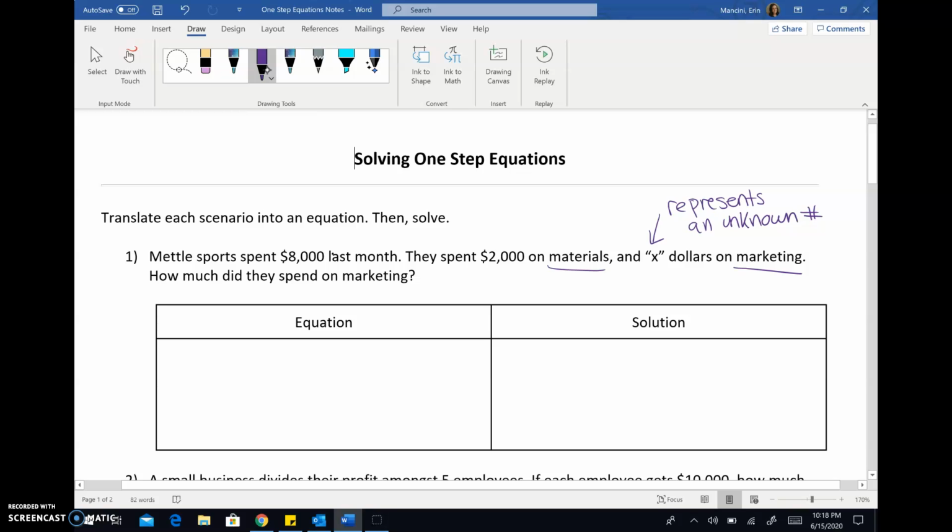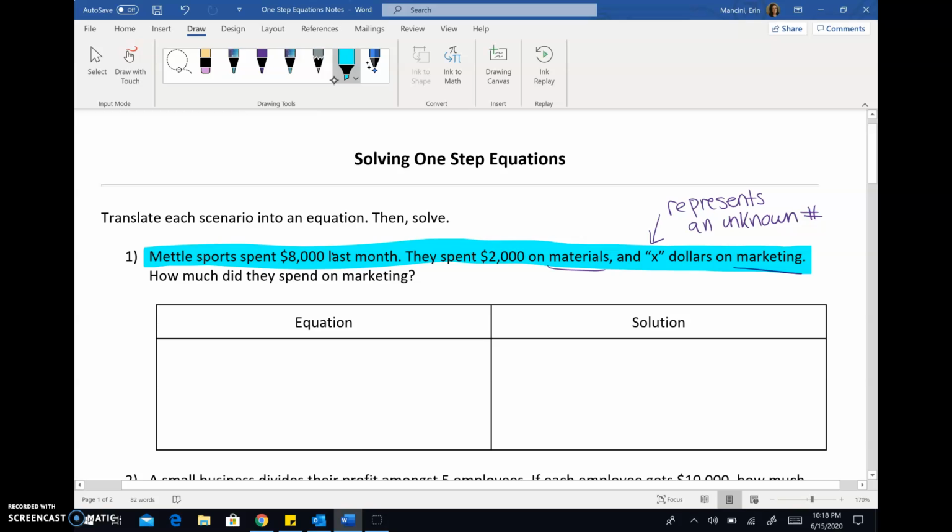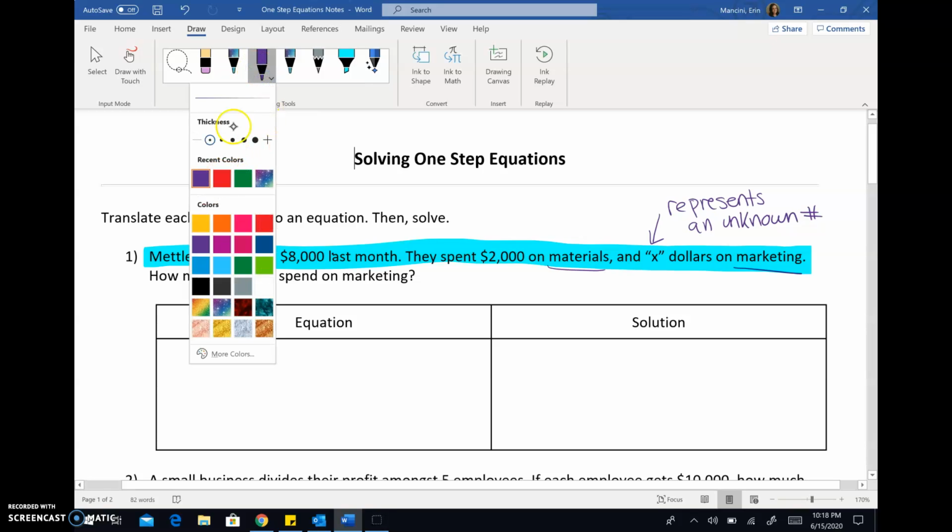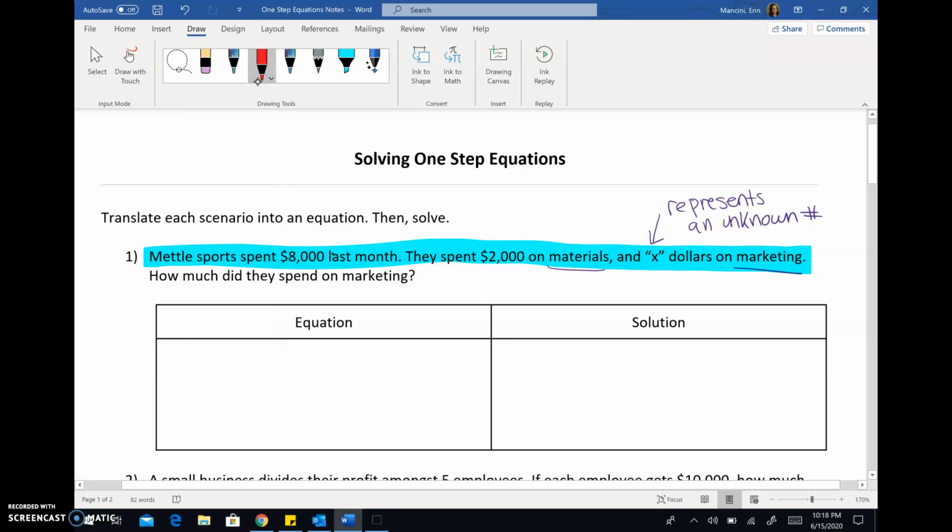But first I'm going to translate this statement into an equation, because really all an equation is, is a mathematical sentence. Okay, so in total they spent $8,000. It was $2,000 for materials and an unknown amount in marketing. So before I translate that into an equation, I just want to translate that into an actual sentence.